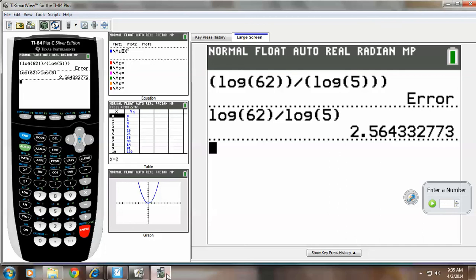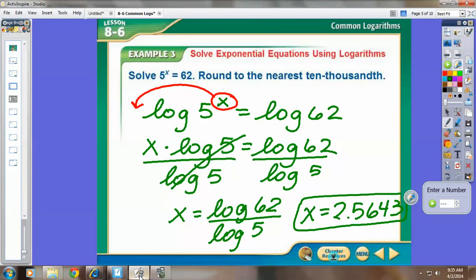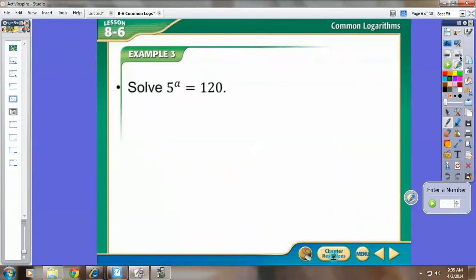I got 2.584. You type in, did you read it? I typed in 64 and I succeeded. Any questions on this example here? How about this one?